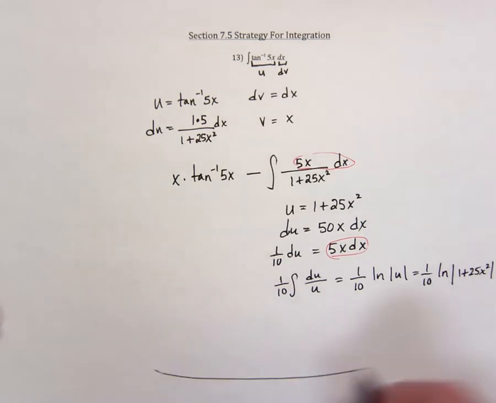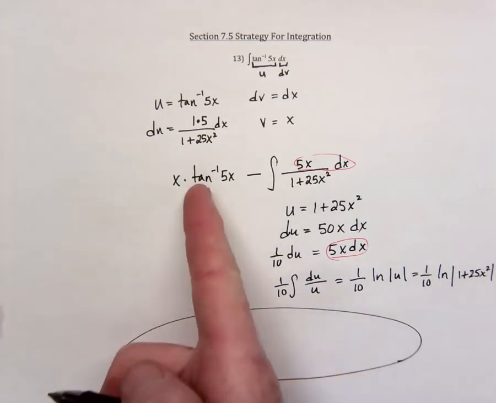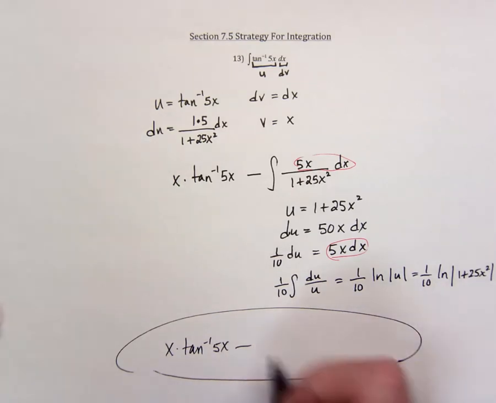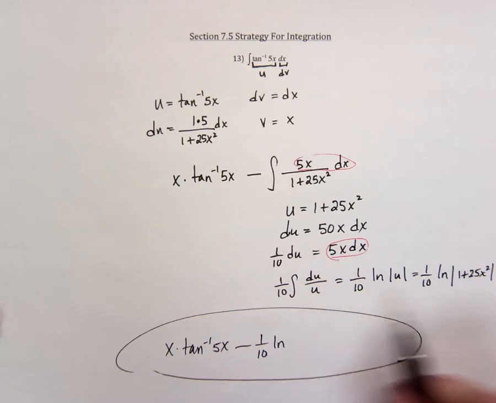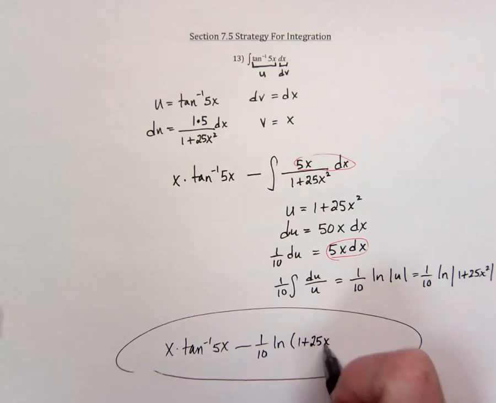Now, put the whole thing together. Here's the final answer. So we had this part from the first part of integration by parts, x times tangent inverse of 5x minus this part, 1/10 the natural log. Well, this time we don't actually have to put absolute value because that's going to be positive no matter what. And then at the end, plus c.